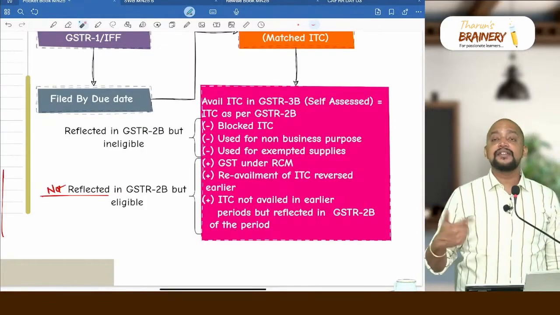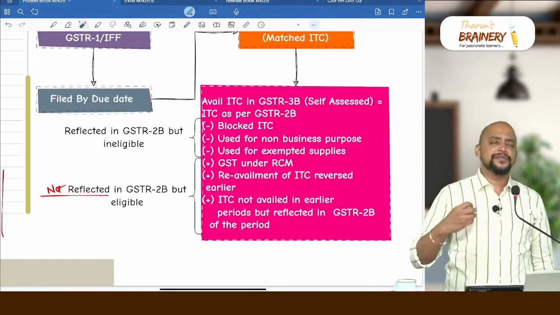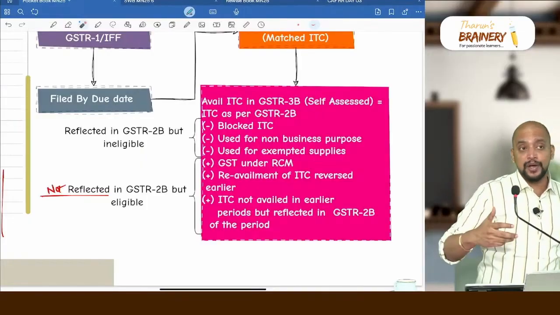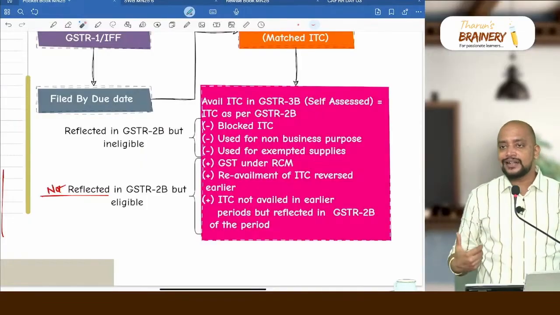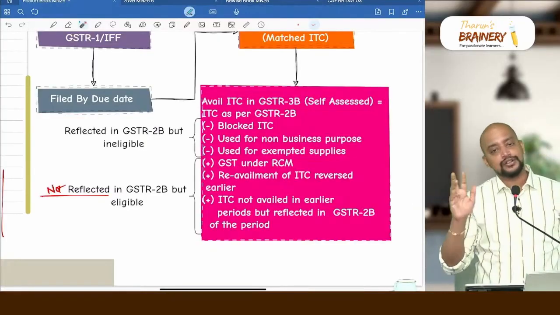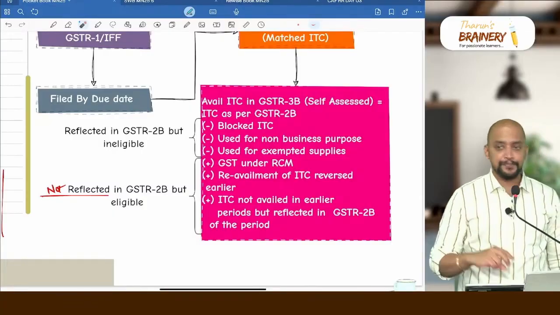Then next, re-availment of ITC reversed earlier. That is, first we have availed the ITC, and because of certain contraventions we are reversing the ITC. Again, upon fulfillment we can re-avail the ITC, but when we re-avail the ITC, it will not be coming in this month's 2B, but even so we can take it. There are two cases where we will reverse and re-avail.